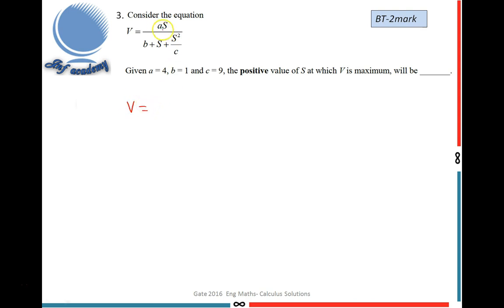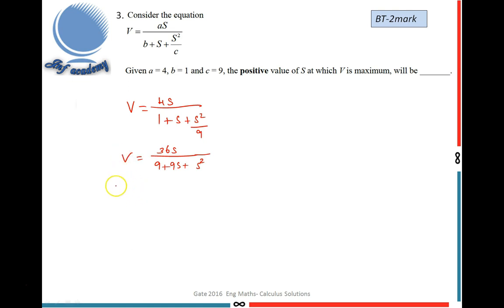V equal to A S. What is the value of A? 4S by B, that is 1, S plus S square by 9. Next, I take the LCM of the denominator, that is 9. So 9 fours are 36 S divided by 9 plus 9S plus S square. This is the V function.